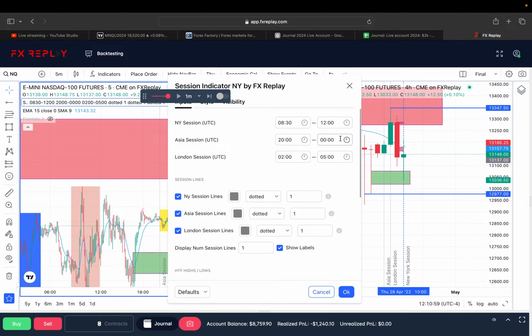Asian is 8 p.m. to midnight. London is 2 a.m. to 5 a.m. And then New York varies per person. I like 8:30 to noon. Some people do 7 to 11. As long as you do 8:30 and above. Some people even just do 9:30, like stock traders. So New York can vary.